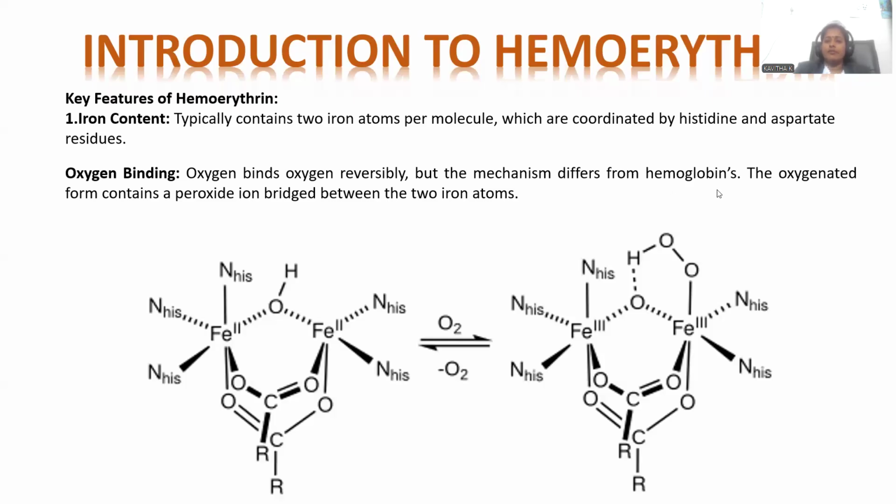The mechanism differs from hemoglobin. The oxygenation in between is somewhat different. Oxygen, in the case of hemoglobin, directly coordinates through a pi bond with this one.